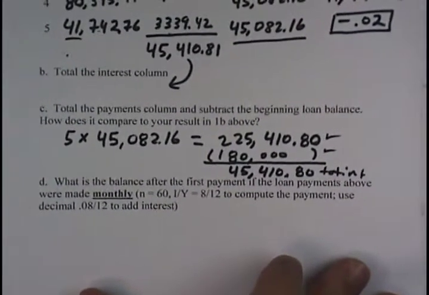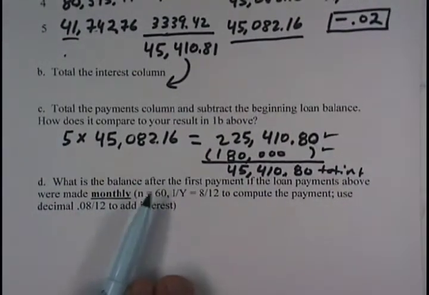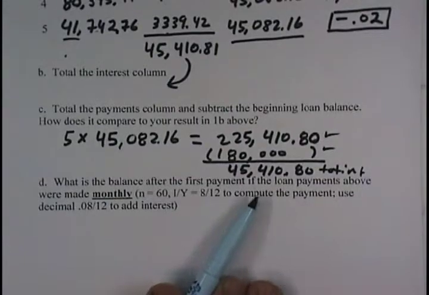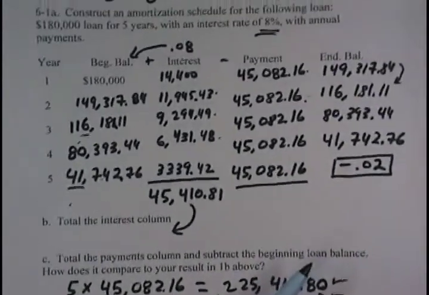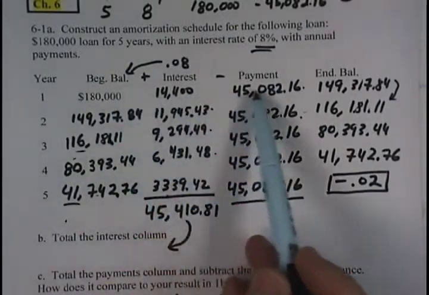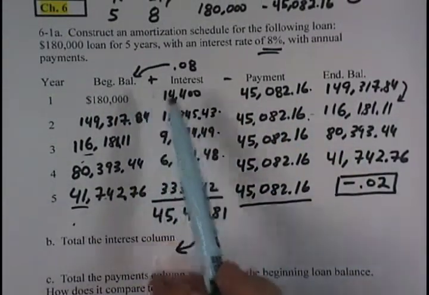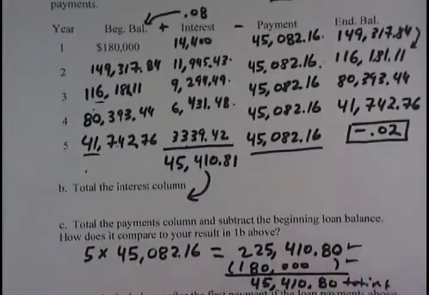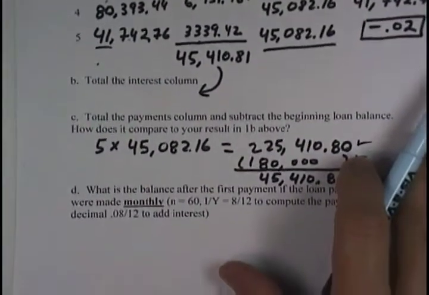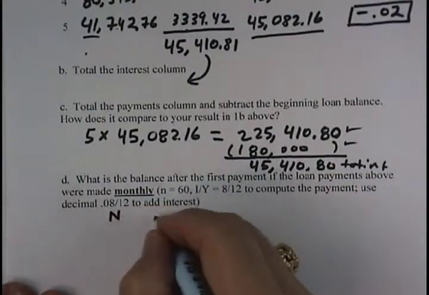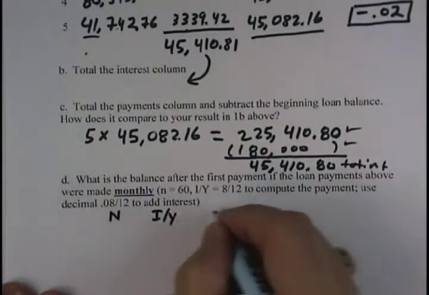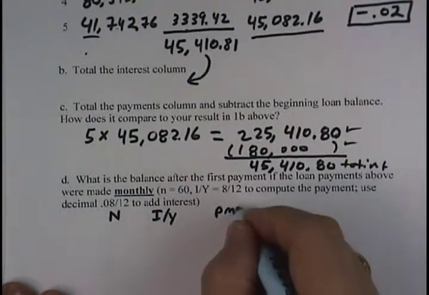In Part D, it says, what is the balance after the first payment if the loan payments above were made monthly? So, in other words, set up an amortization table, but just do the first line using monthly payments. So the first thing I need to do here is to calculate what the payment would be if the loan were repaid on a monthly basis.